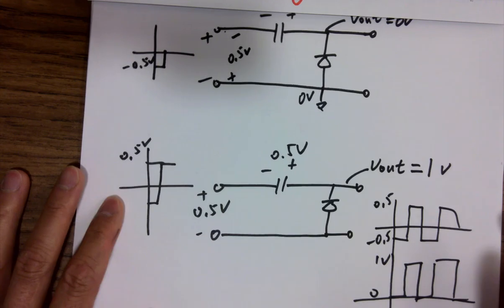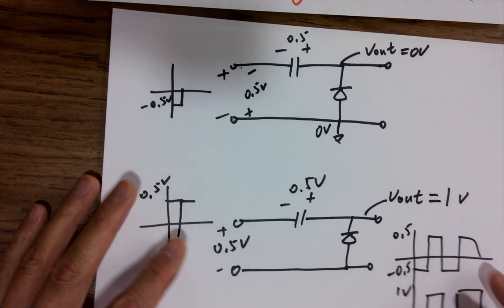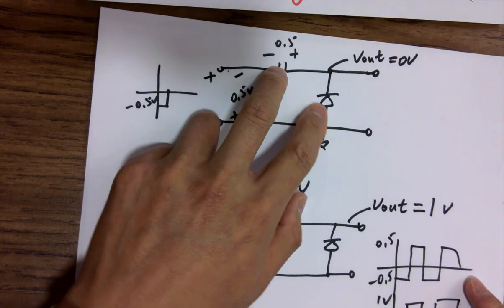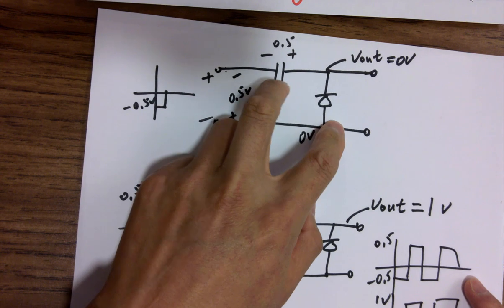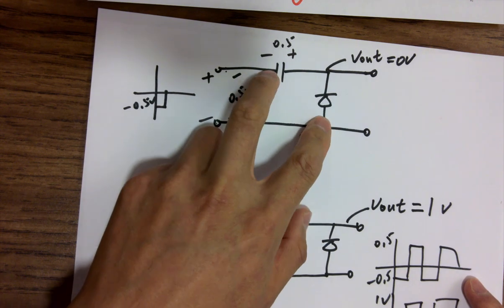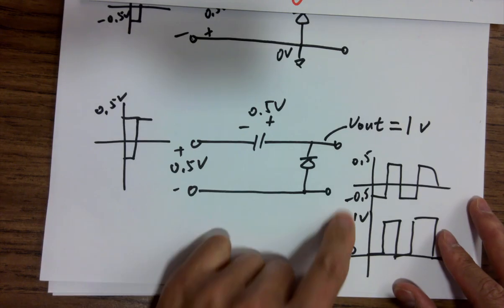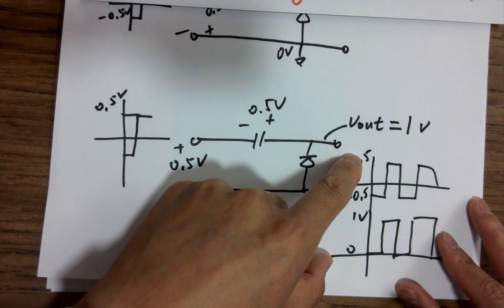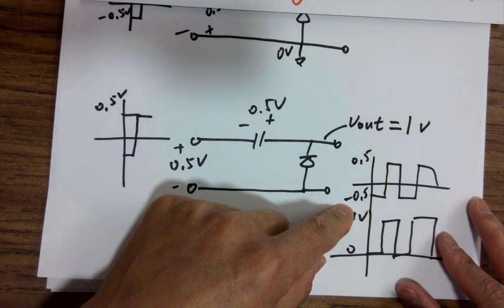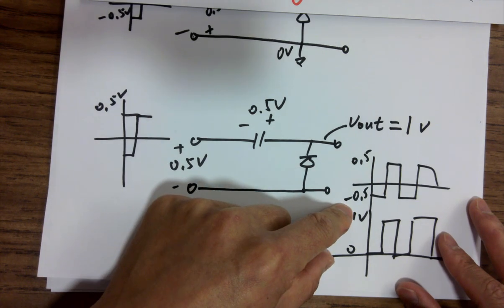But the thing is, if you simply swap these two devices, you are forming a voltage doubler instead of a rectifier. The voltage doubler is doubling it because the amplitude was 0.5 volts, but now it's 1 volt. So you are actually doubling that amplitude.